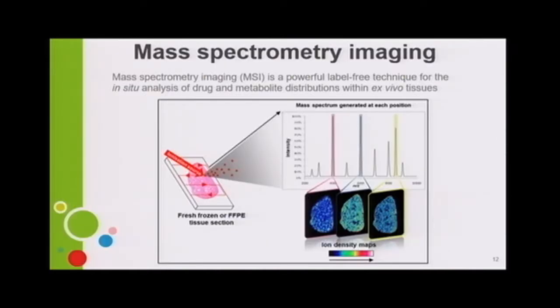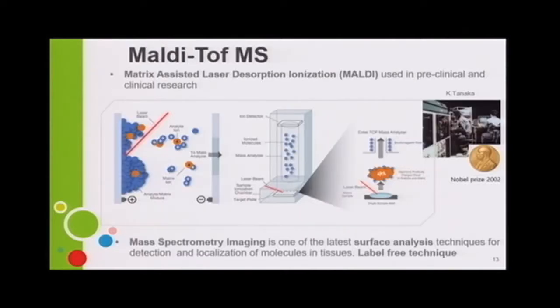So, in the last years, it's known that mass spectrometry imaging is a very powerful label-free technique that permits us to analyze the distribution in ex vivo tissues, okay? In particular, there's a technique called MALDI-TOF mass spectrometry. It means matrix-assisted laser desorption ionization. It's used a lot in preclinical and clinical studies, okay? Very rapidly, I will say to you how it works.